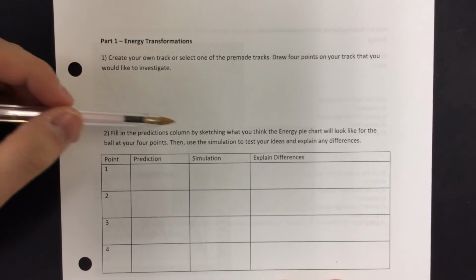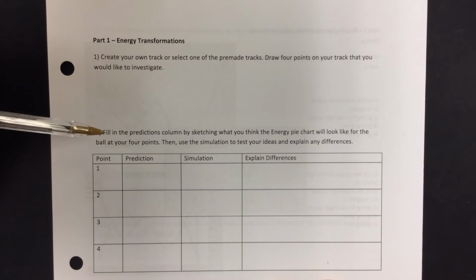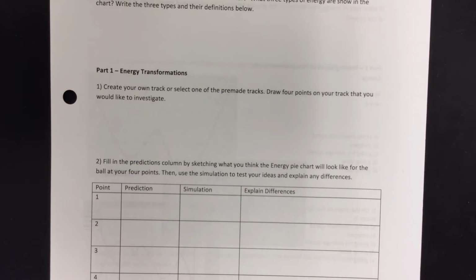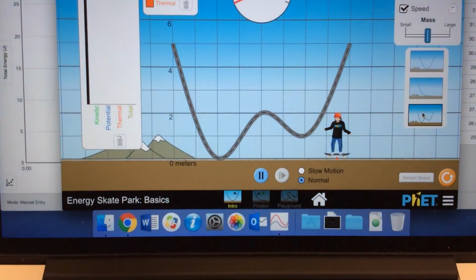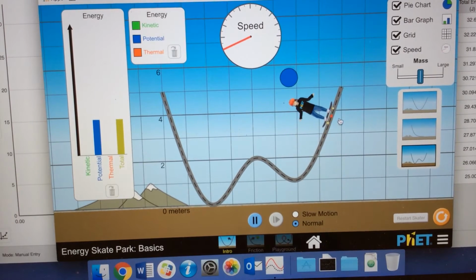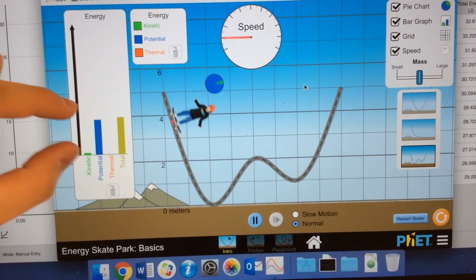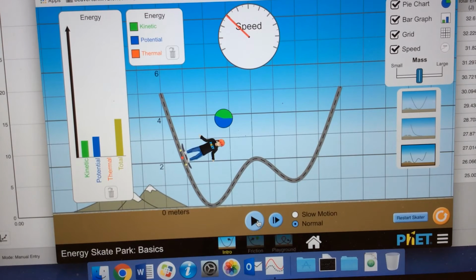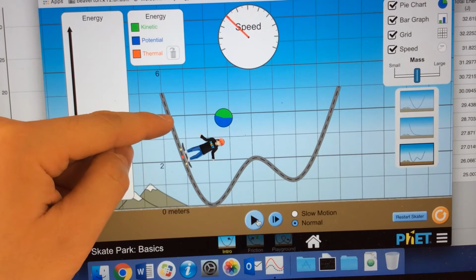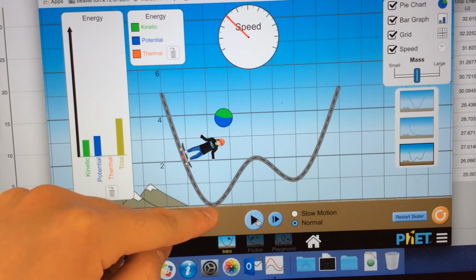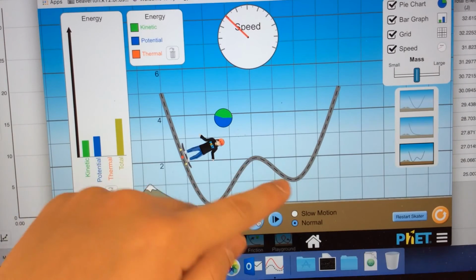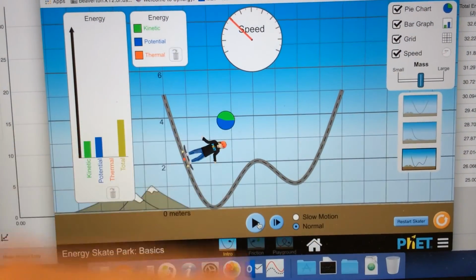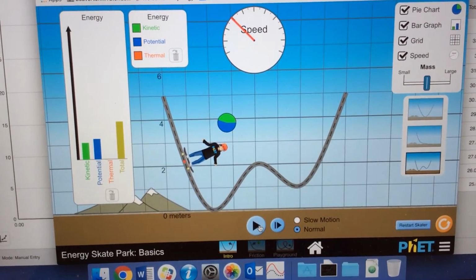Fill in the predictions columns by sketching out what you think the energy pie chart looks like as it goes through 4 points. And you're supposed to create your own track or select one of the pre-made ones. So if you choose, for example, this one, the W one, as he goes through, or she goes through, these different positions, you're trying to look at what happens to the potential and kinetic energy. So if I compare where he starts, most potential energy, most kinetic energy, maybe half, maybe a fourth potential and 3/4 kinetic, right? The idea here is you should be able to rank where it has the most potential and where it has the most kinetic.